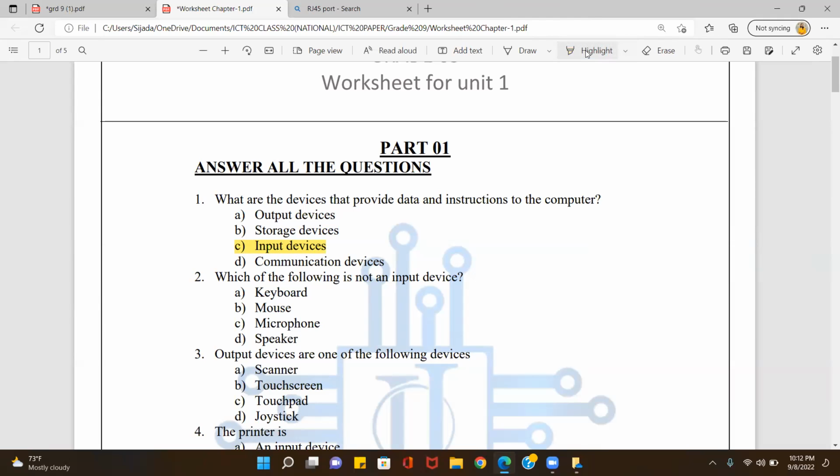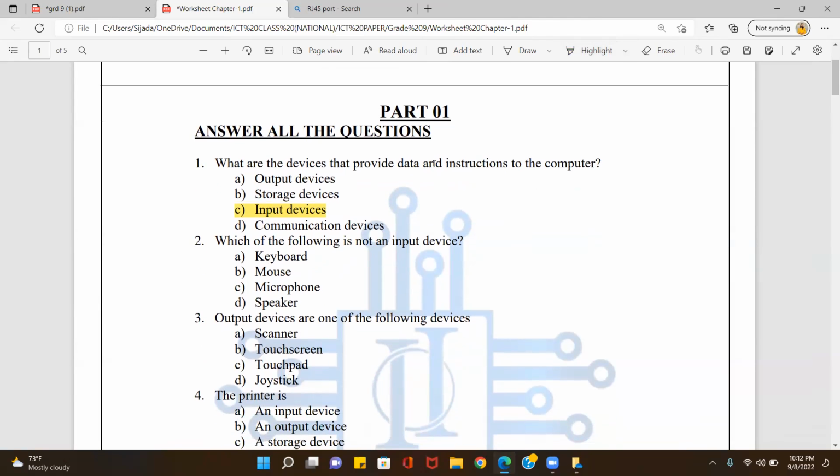Which of the following is not an input device? Keyboard, speakers. Do you give or do you get? Keyboard, you give. So therefore it is input. Mouse, you give. That is input. Microphone, you give. That is input. Speaker, you get. So therefore it is an output device. Output devices are one of the following devices.